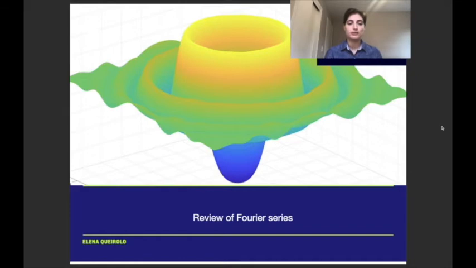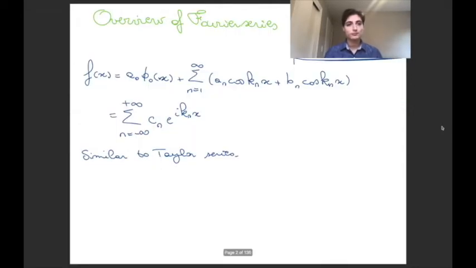So let's start with a fairly quick review of Fourier series that we have introduced last week. So we stated that we can rewrite a periodic function between minus L and plus L as a sum of a constant a0 times phi 0 x plus an infinite sum of sines and cosines with some frequency that is embedded in the kn and some coefficients in front that is either an or bn.